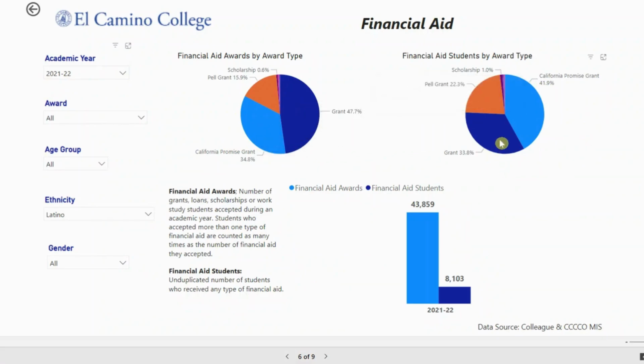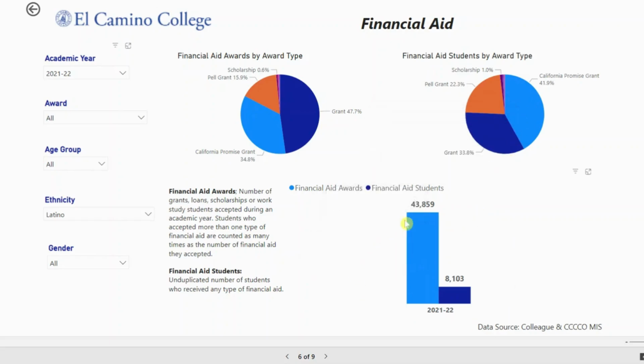Additionally, if you hover over the California Promise Grant in the second pie chart, you will get that 7,577 Latino students received the California Promise Grant, which represents 41.88% of the Latino students who received financial aid awards during 2021-22.